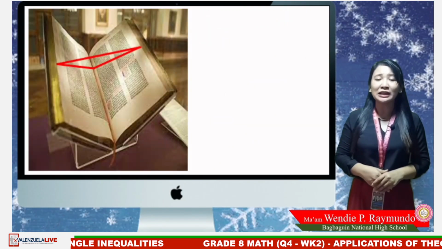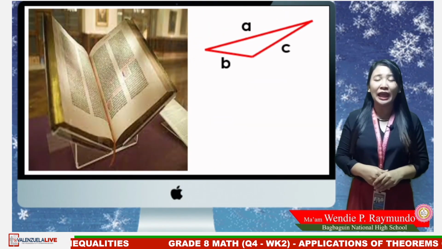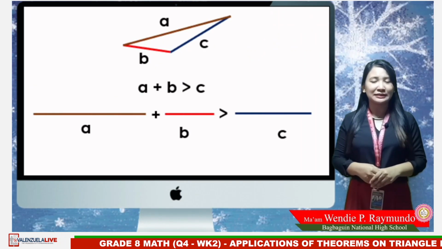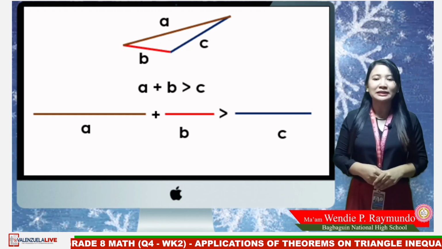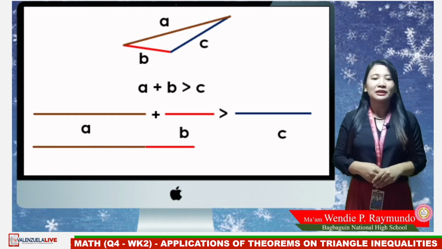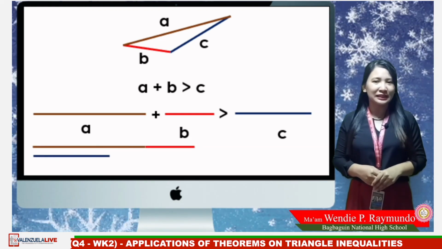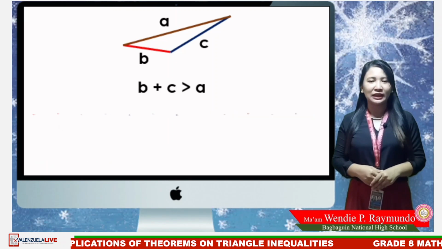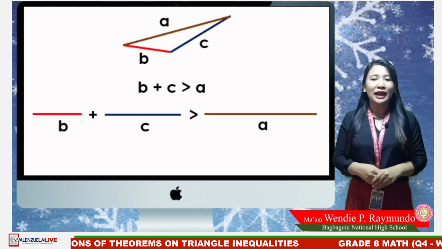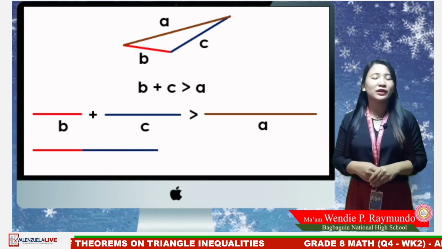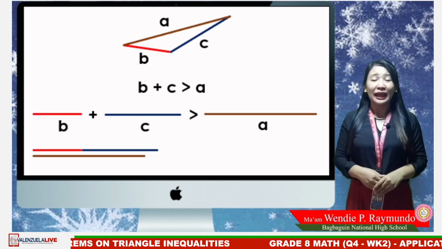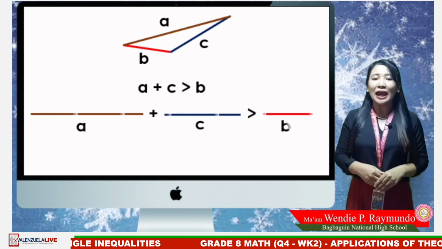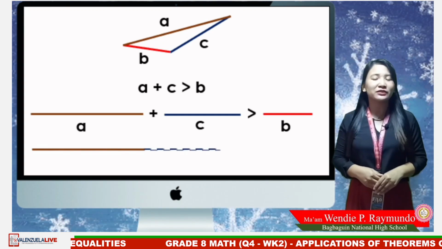From the given triangle that has the sides A, B, and C, let's use A plus B is greater than C. So when we add the sides A plus B, it is greater than C. Now let's have B plus C is greater than A. When we add the two sides B and C, it is greater than A. And the last is A plus C is greater than B. When we add the sides A and C, it is greater than B.